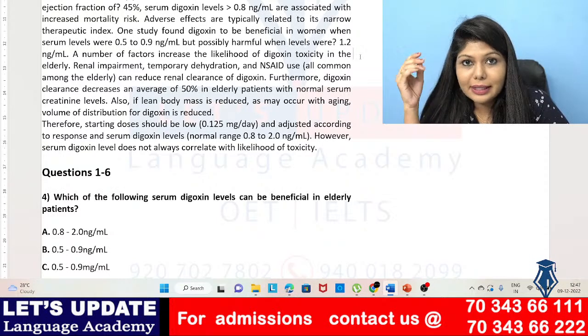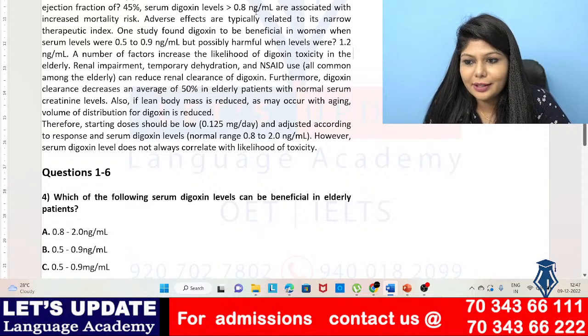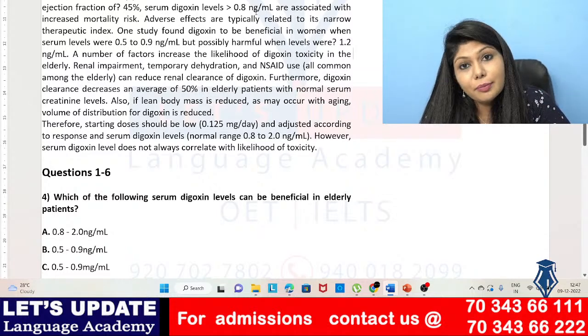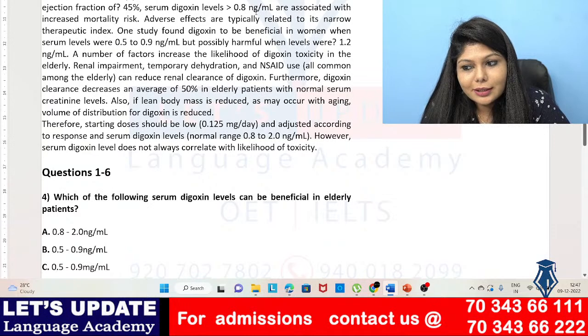Beyond a certain level, there is an increased mortality risk for whom? For the elderly patient. It is mentioned here. So, keeping that information in mind also, please come to a conclusion or choose an answer.